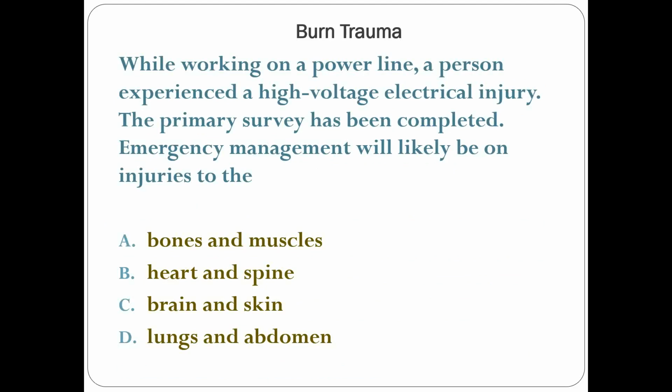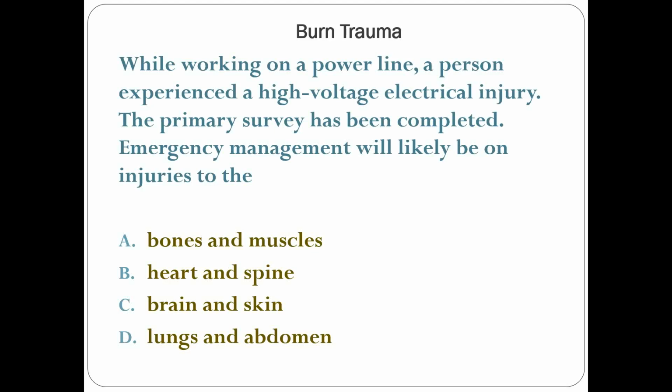While working on a power line, a person experienced a high voltage electrical injury. The primary survey has been completed. Emergency management will likely be on injuries to the, and the answer is heart and spine. I get this is kind of a dumb question because some of the things perhaps overlap, but I really want to make sure that you pay attention to the fact that when a person is up high and they fall, that spine is part of airway management. So it goes very, very high on the priority.